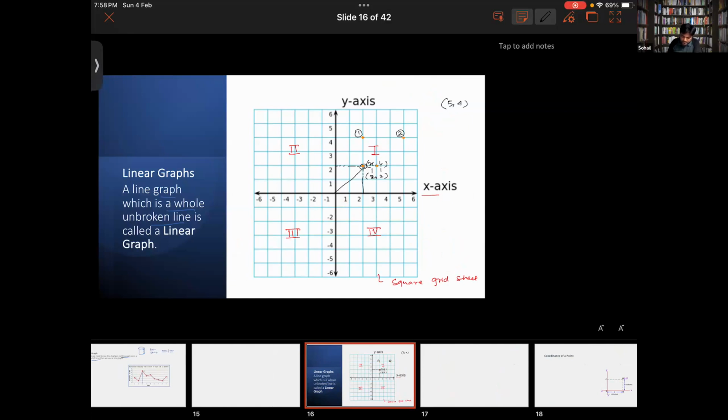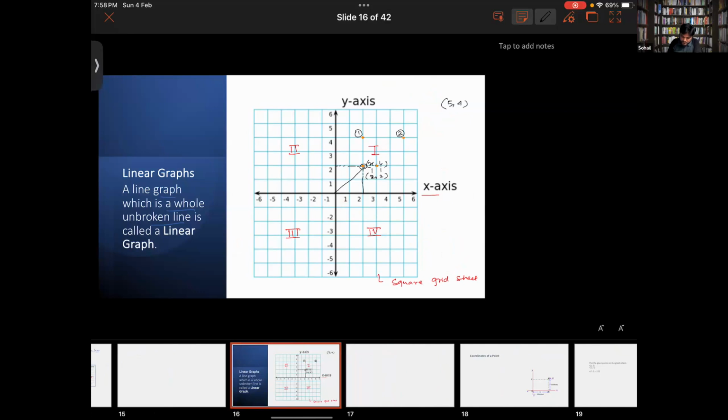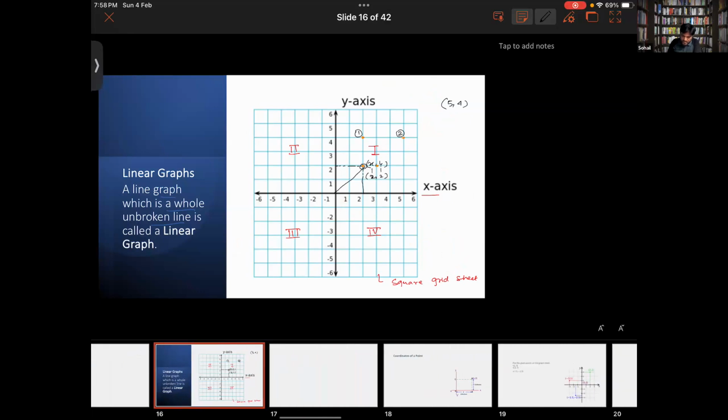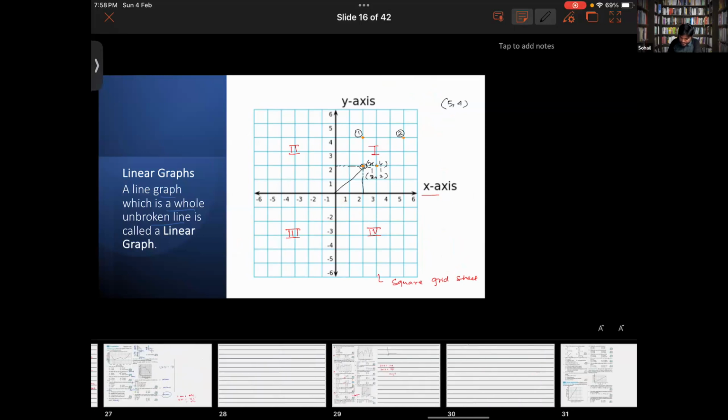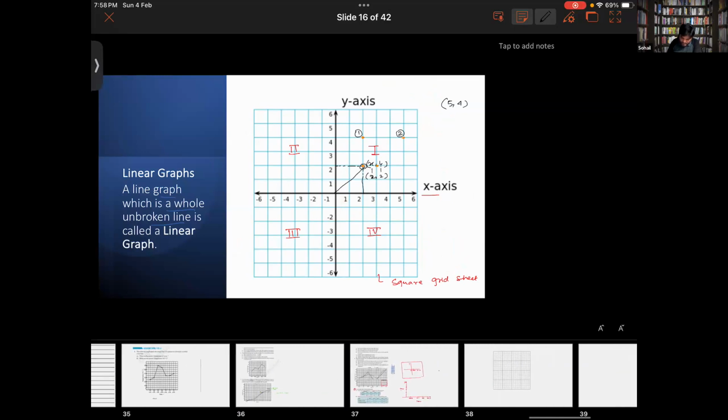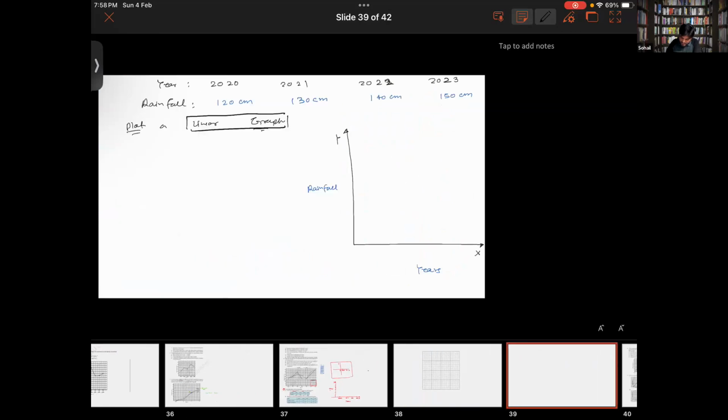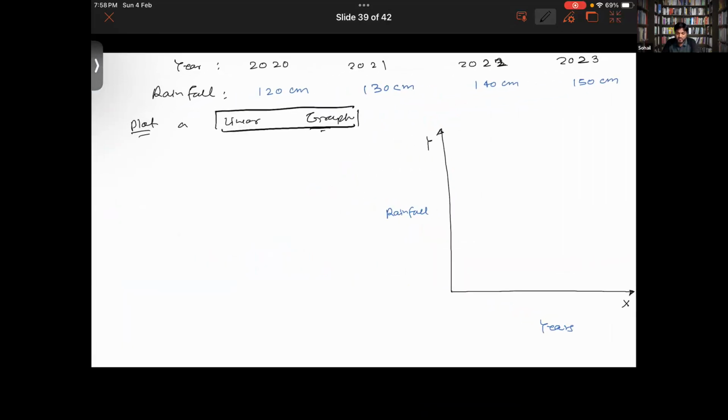Sir, in the plus sign... No, this is not the plus sign. See, basically, just one minute. See what you are required to do here. Now, when we draw the graph, first of all, you tell me, have you understood the Cartesian plane or not? Yes, sir. You have, no?